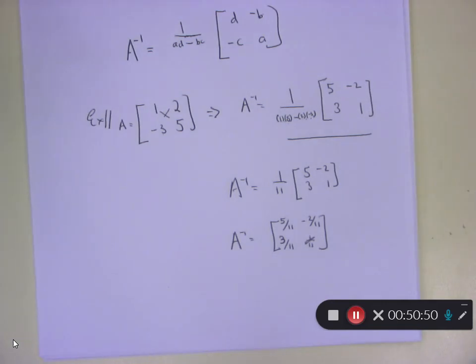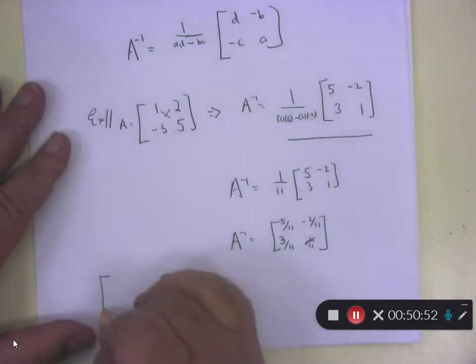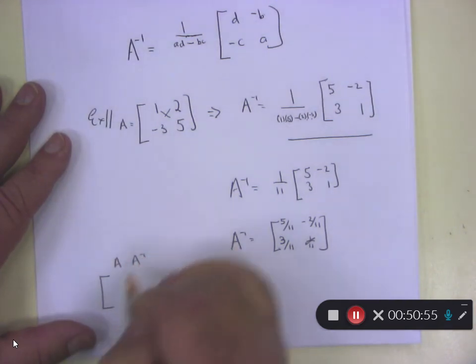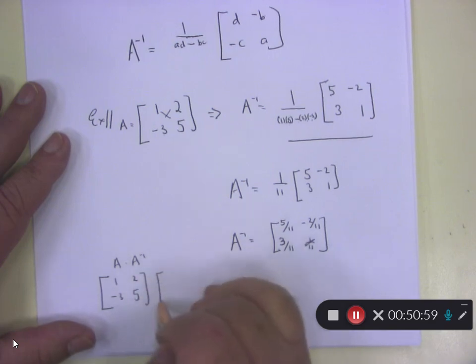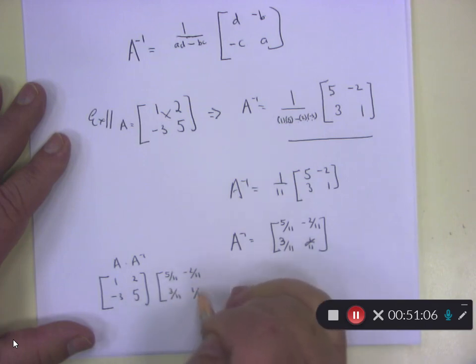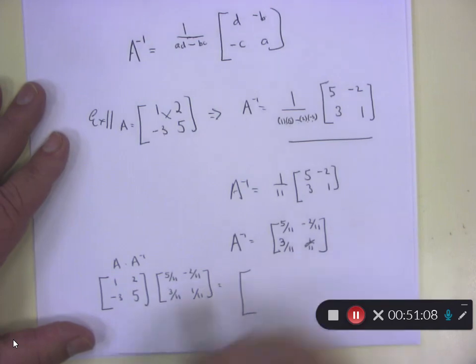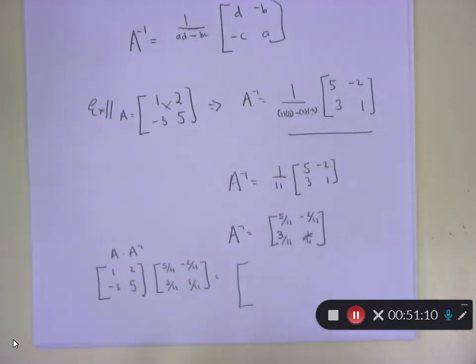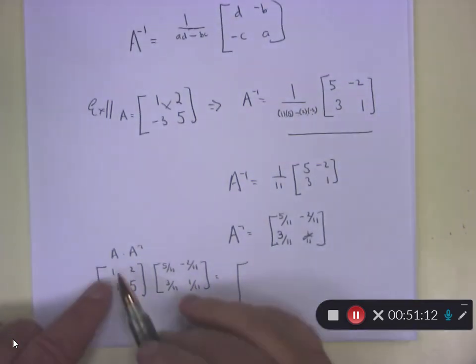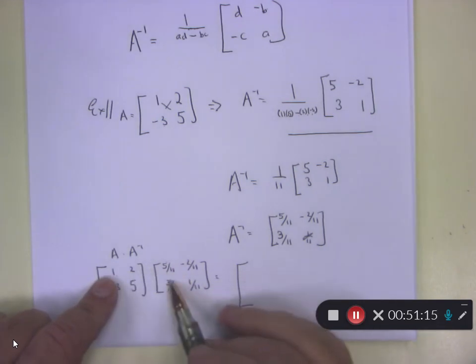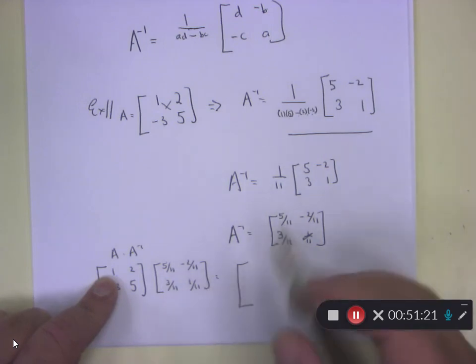Does that make sense? If you don't believe me, well, fine. Here. What's A times A inverse? Let's see here. 1, 2, negative 3, 5 times this: 5 elevenths, negative 2 elevenths, 3 elevenths, 1 eleventh. It's square. 2 by 2 times a 2 by 2. The answer is going to be a 2 by 2. Watch this. What is 1 times 5 elevenths plus 2 times 3 elevenths? Well, 1 times 5 elevenths is 5 elevenths. 2 times 3 elevenths is 6 elevenths. 5 elevenths and 6 elevenths is 11 elevenths.